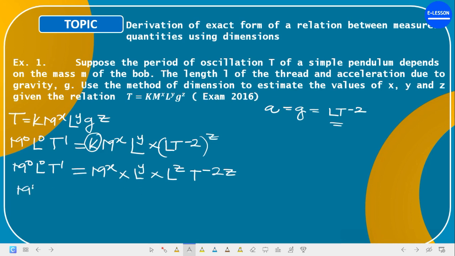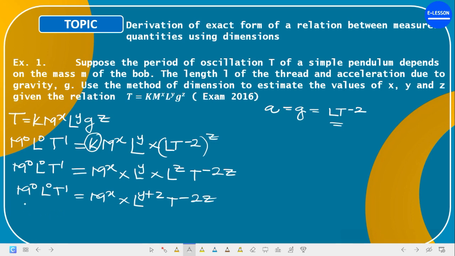Now, we collect like terms. This becomes M to the power of 0, L to the power of 0, T to the power of 1 is equal to M raised to the power of X times L to the power of Y plus Z, because the bases are equal. L and L is present here. The bases are equal. What do you do to the power? You add them. So this gives us Y plus Z. Then we have T to the power of minus 2Z.